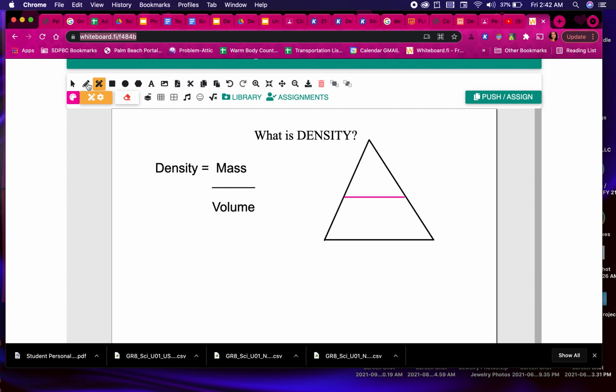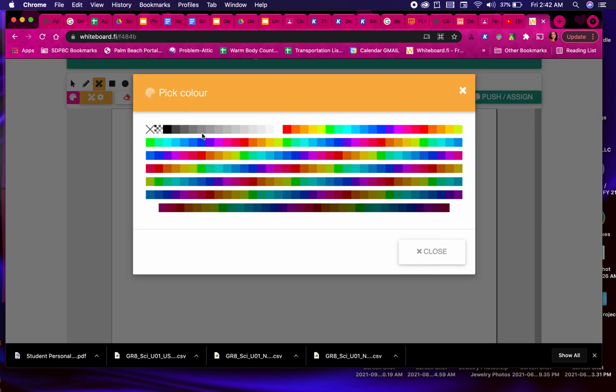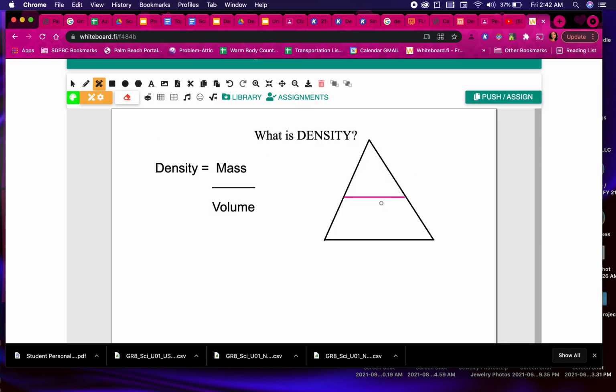I went ahead and drew a triangle. Within this triangle, the pink line is going to represent division, and the green line is going to represent multiplication. Sorry, let me do that line again. So the green line is representing multiplication.